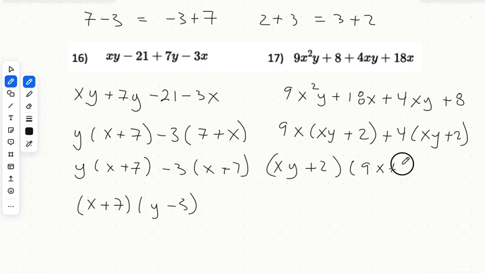So xy plus 2 and 9x plus 4. And so again, just to wrap up, anytime for the rest of the quarter that you have to factor something and you see 4 terms, it will be a grouping problem, and that's going to be the method you're going to want to use.